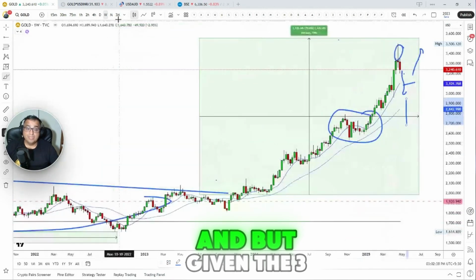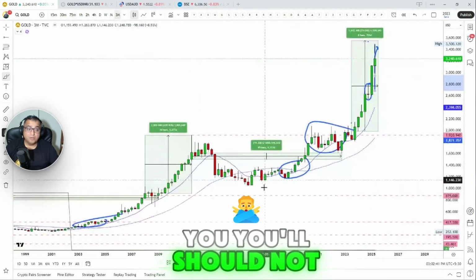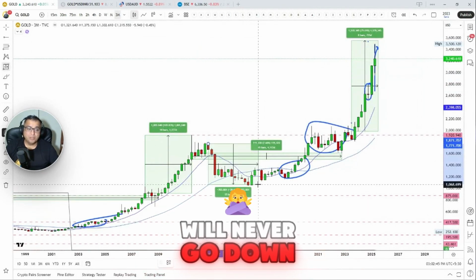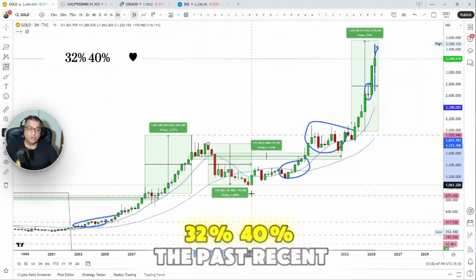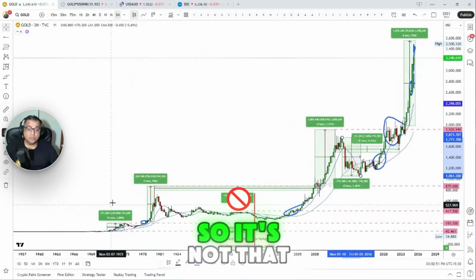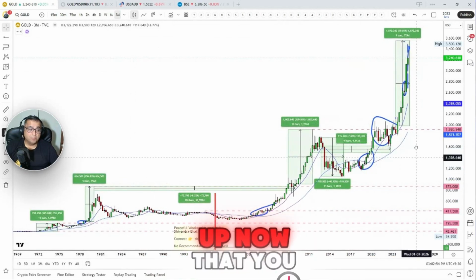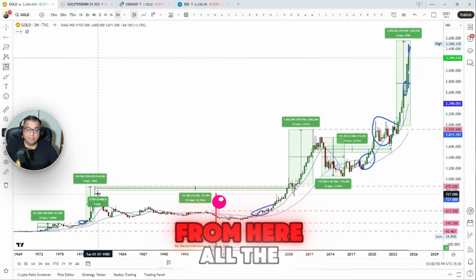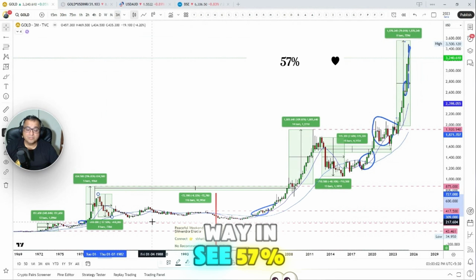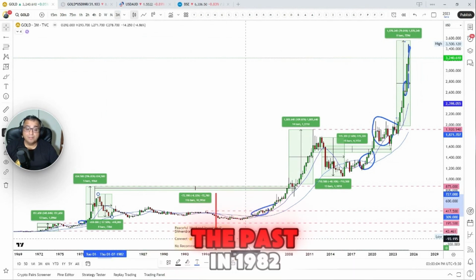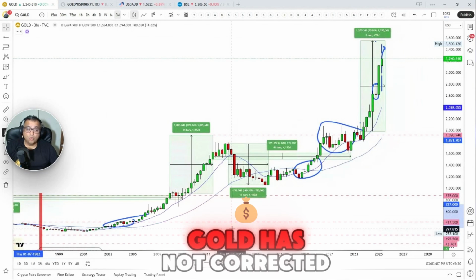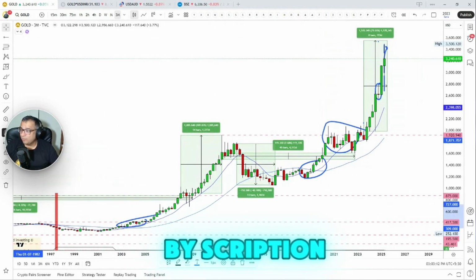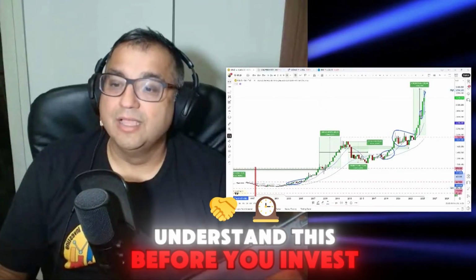But given the 3 months view, you should not be surprised, because gold can crash. People who say gold will never go down, it has gone down 32%, 40% in the recent past, right? So it's not that gold cannot go down. And now that you understand this whole thing, gold has crashed from here all the way, you see 57% gold has corrected in the past in 1982. So it's not that gold has not corrected. It can have a time wise correction like this, or it can have a price and time wise correction. So you need to understand this before you invest in gold.